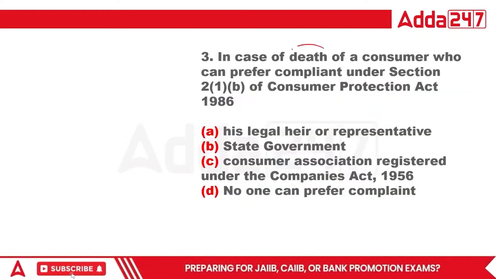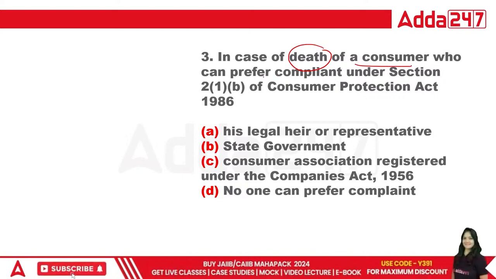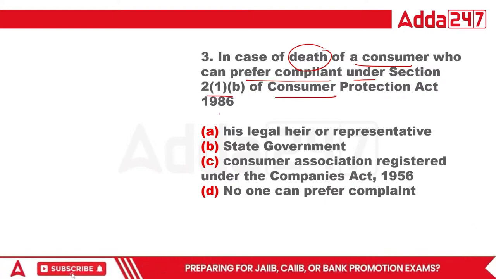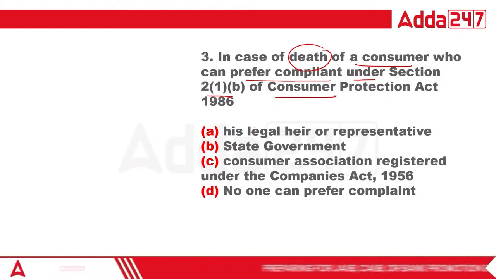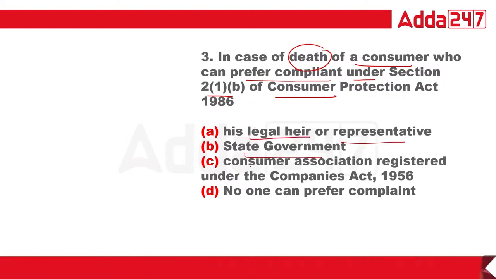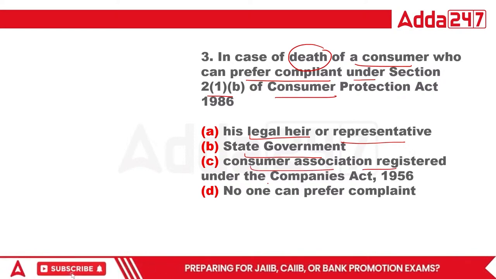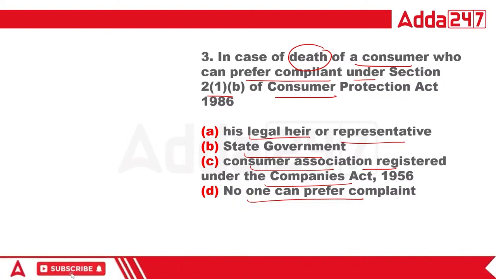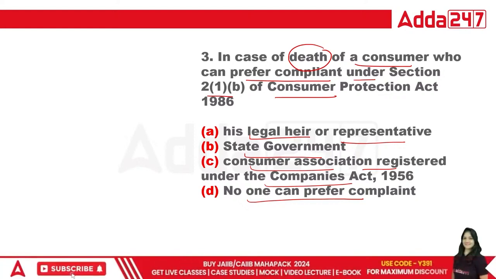In the case of death of a customer, who can prefer a complaint under section 2 clause 1 under this act? So who can complain? His legal heir or representative, state government, consumer association registered under the Company Act, or no one can prefer the complaint. What is the right answer?